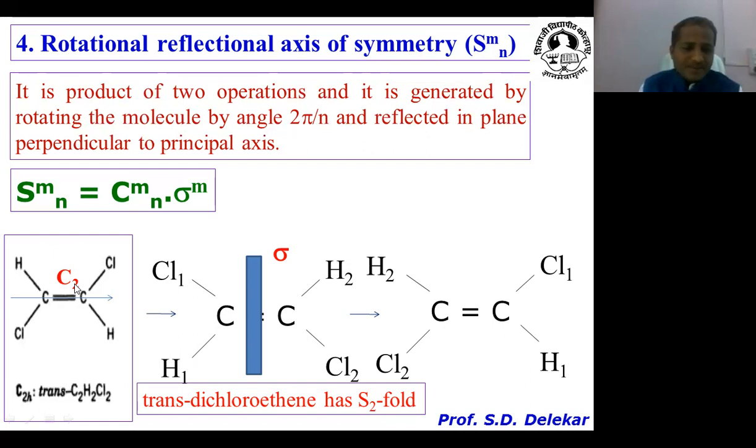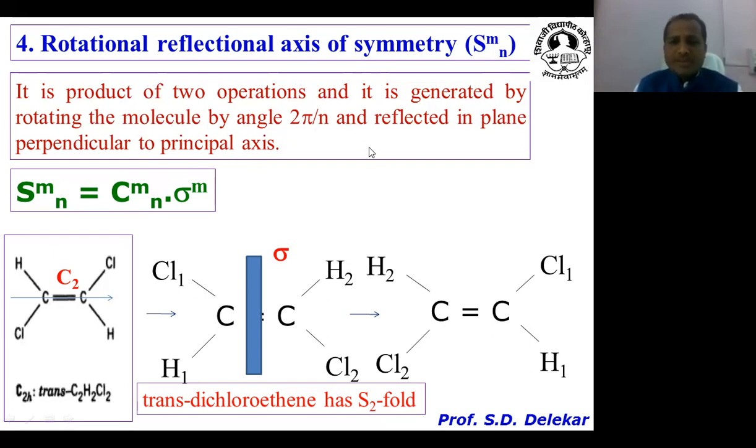After the first rotation, then reflection in such a way that both these elements are perpendicular to each other. So if you consider this third orientation, it is equivalent to the first one. So basically, an improper axis of symmetry has two operations, and it is generated by rotating the molecule at a specific angle theta and reflecting in a plane perpendicular to the principal axis of symmetry.